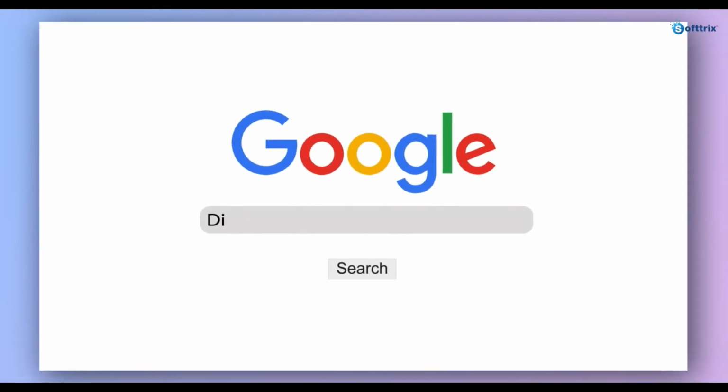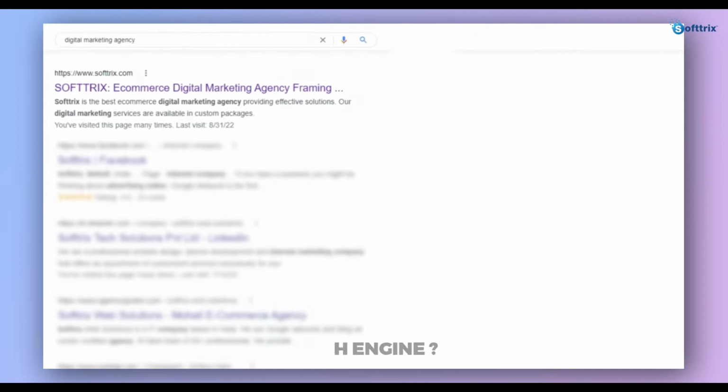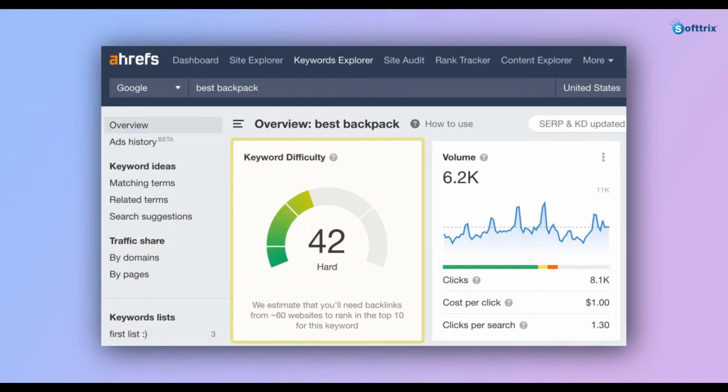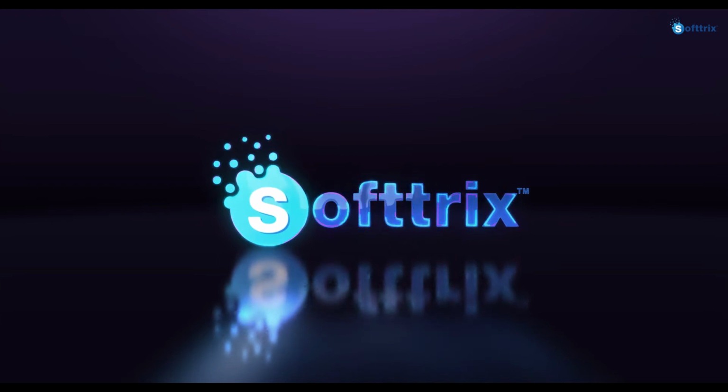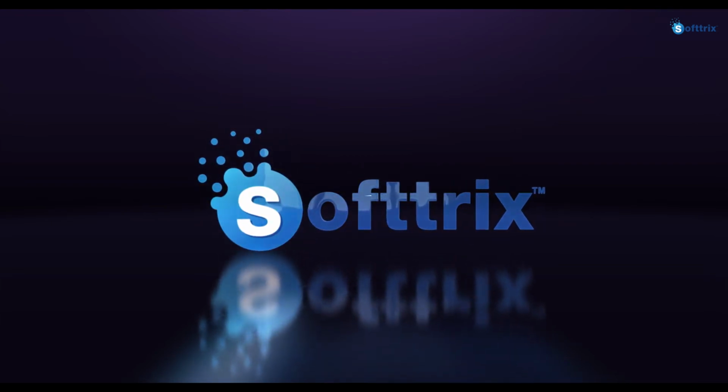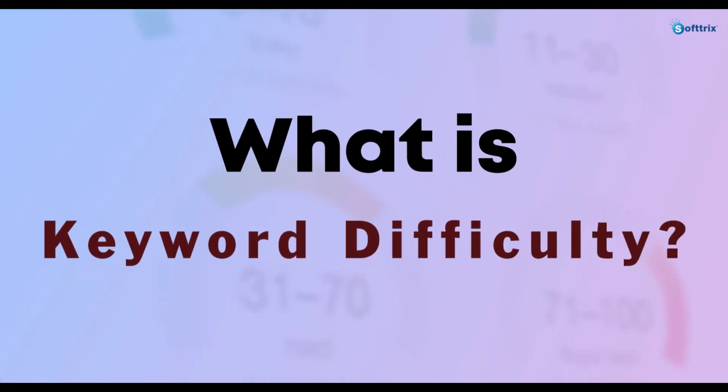Is it hard to predict your chances of ranking in search engines? To help solve this problem, digital marketers usually rely on a metric called keyword difficulty. I'll try to explain what keyword difficulty actually is.